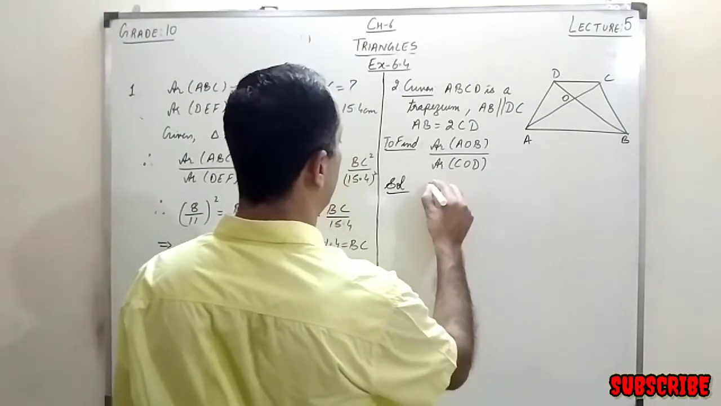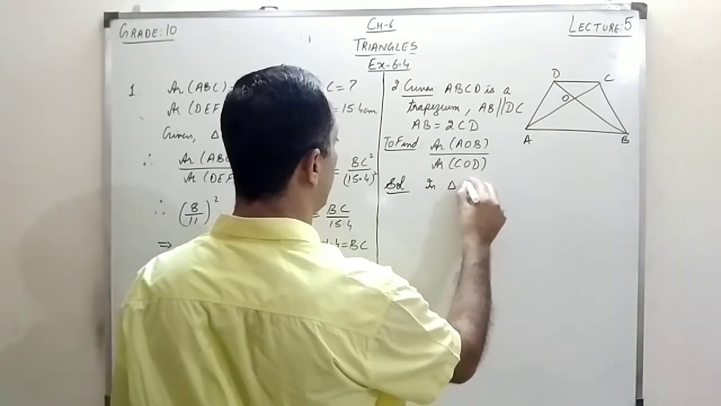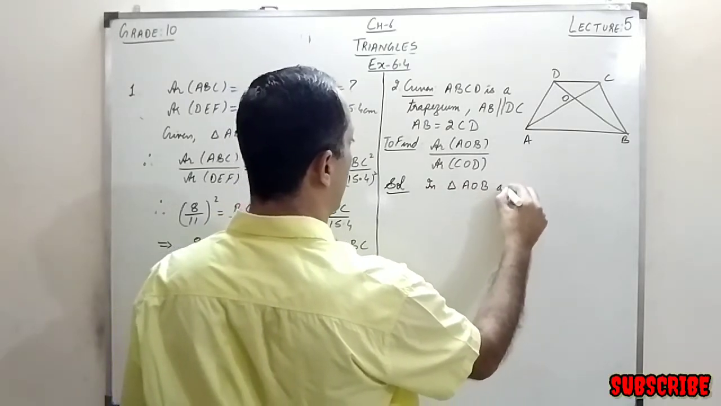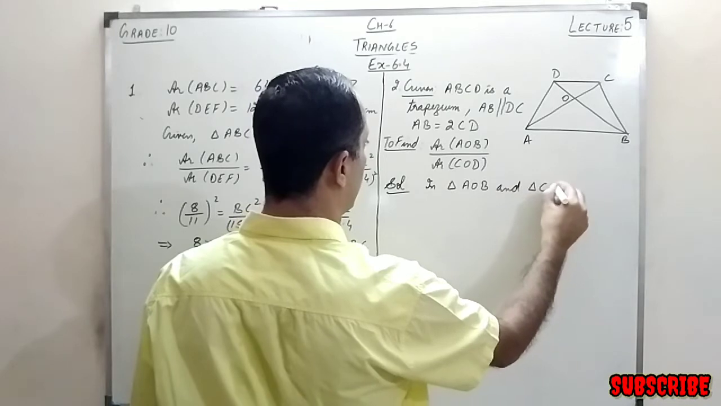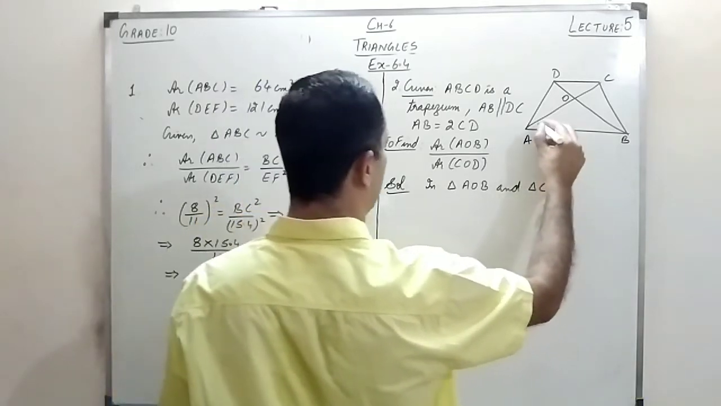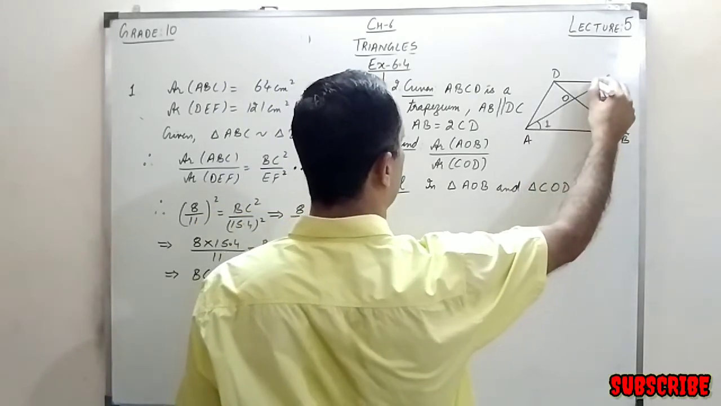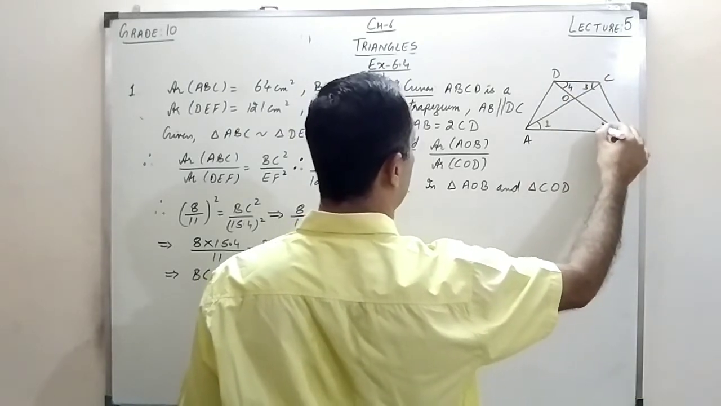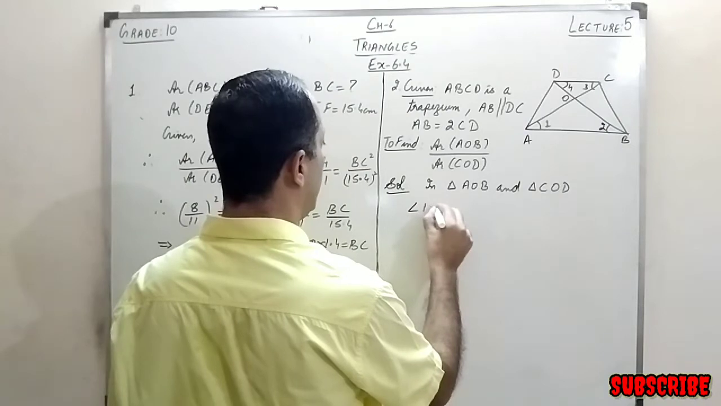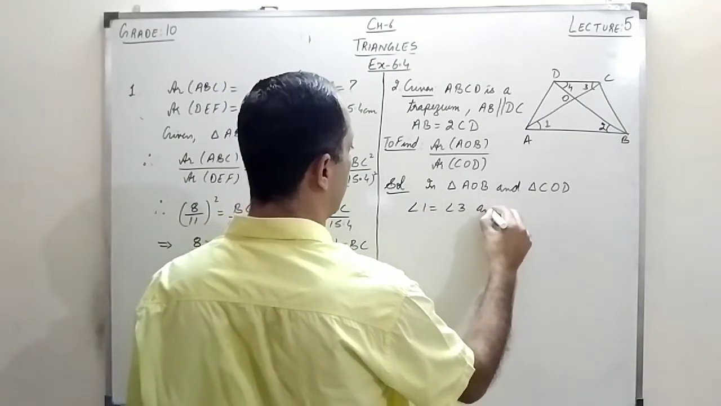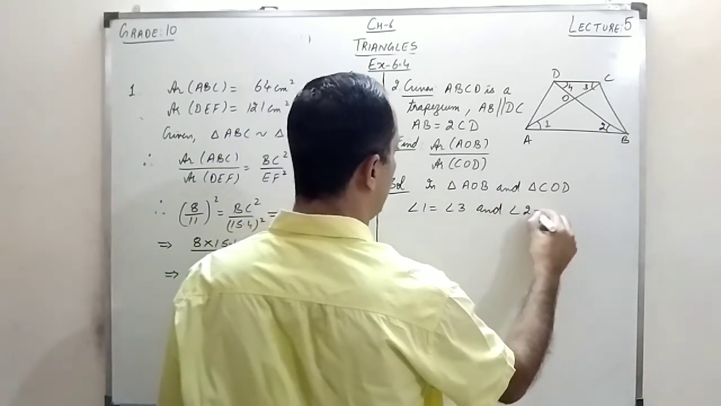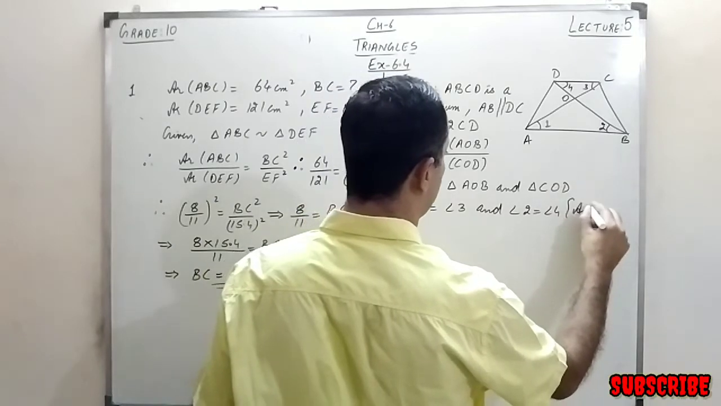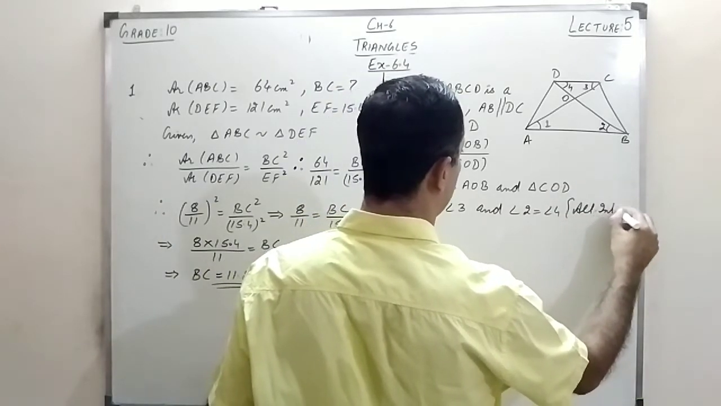So I take triangle AOB and triangle COD. Quite simple. This is 1, 3, 4 and 2. So I can write angle 1 equal to angle 3 and angle 2 is equal to angle 4, and the reason is very simple, they are alternate interior angles.